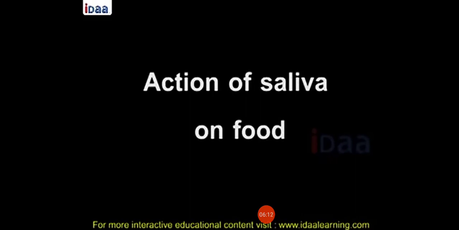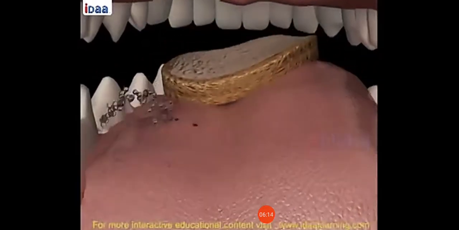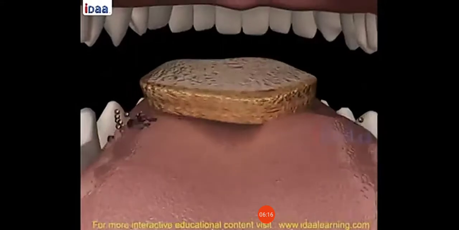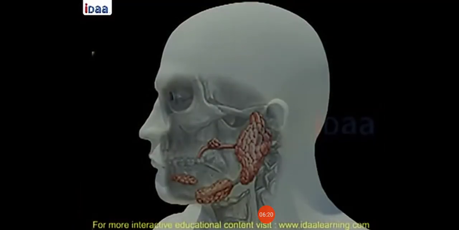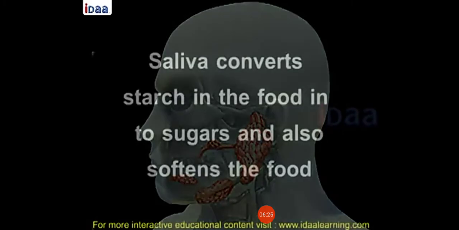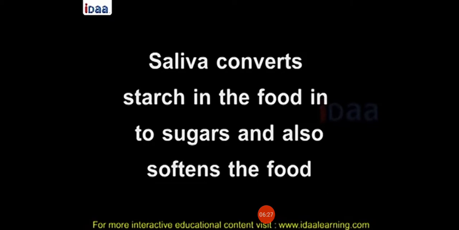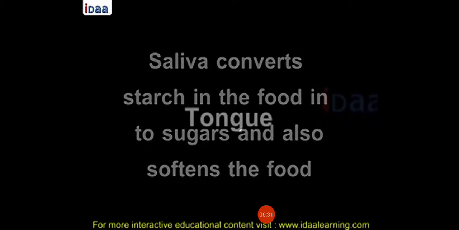Action of saliva on food. During chewing, food mixes with saliva. Saliva is secreted from salivary glands located on the lower jaw between the tongue and teeth. Saliva converts starch in the food into sugars and also softens the food.